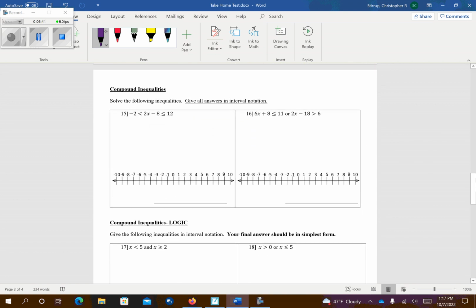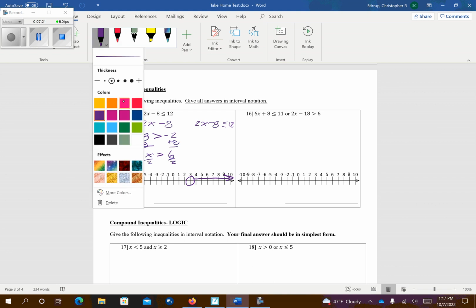Problem number 15. Trust me, my friends, break this into 2 problems. It'll make it easier. Make sure the middle goes with both problems. Okay? Then I would probably flip this one over because I want the x on the opposite side. So rather than less than, I'm going to go greater than. Add 8, add 8. So 2x is greater than 6. Divide by 2, divide by 2. X is greater than 3. Okay, so x is greater than 3. It's going to be an open dot on 3 and going this way.